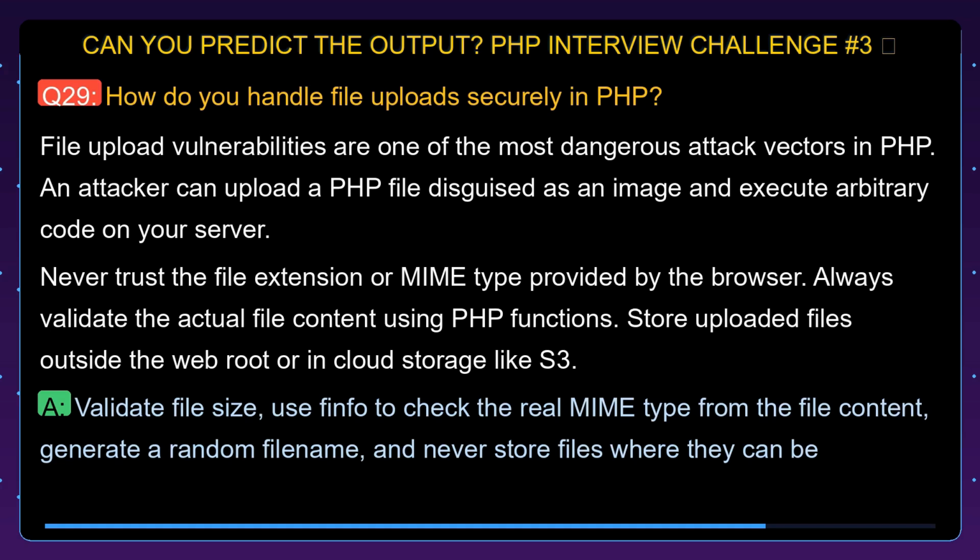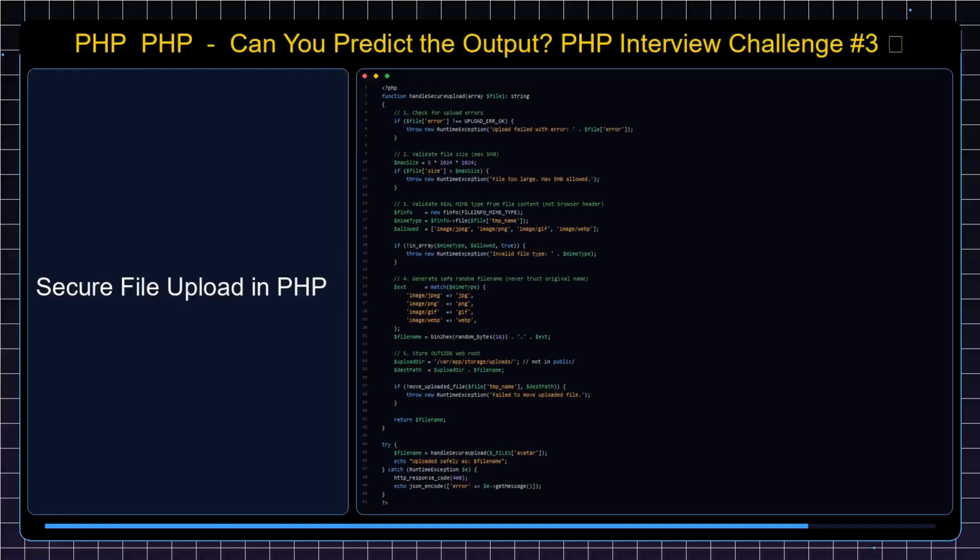Store uploaded files outside the web root or in cloud storage like S3. Validate file size. Use finfo to check the real MIME type from the file content. Generate a random file name. And never store files where they can be accessed via URL as PHP. Use S3 or similar storage in production. Secure file upload in PHP.